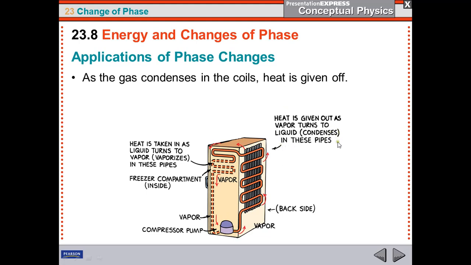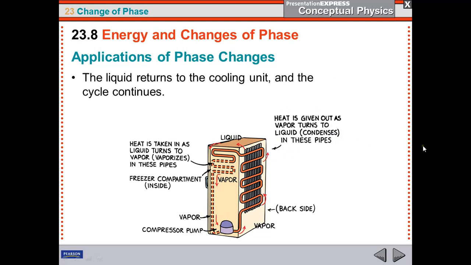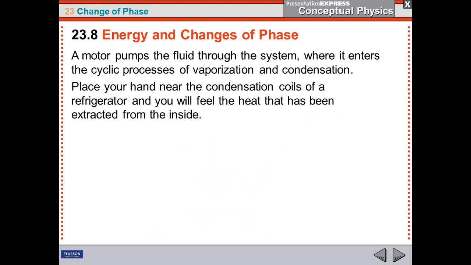Heat is given out as vapor turns to liquid. So there is vaporization and also condensation. You can see liquid is flowing through this tube and taking the energy from the food or whatever we stored in the refrigerator. It turns into vapor, and then the vapor goes to the compressor, again becomes liquid, and this process continues. Okay, another application: a motor pumps the fluid through the system, where it enters the cyclic processes of vaporization and condensation.